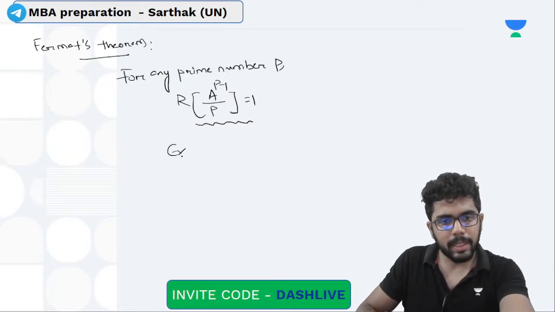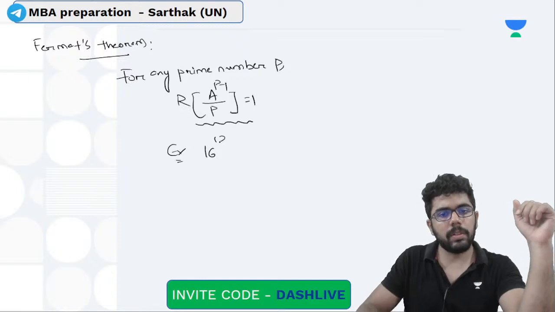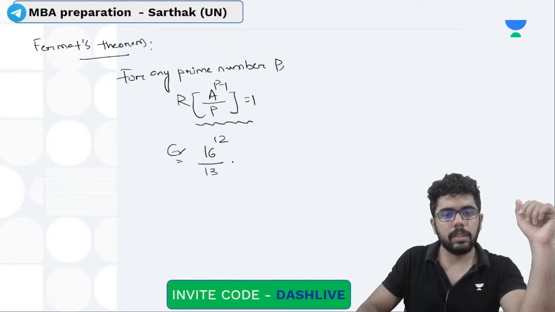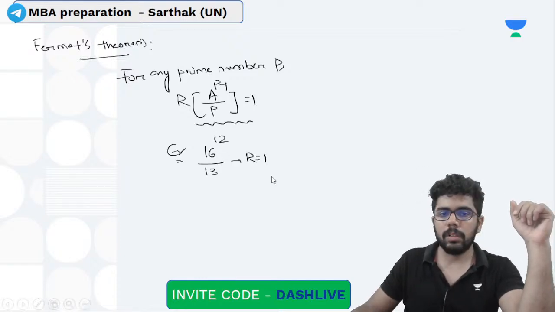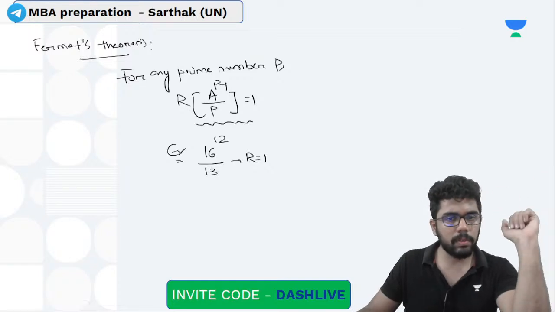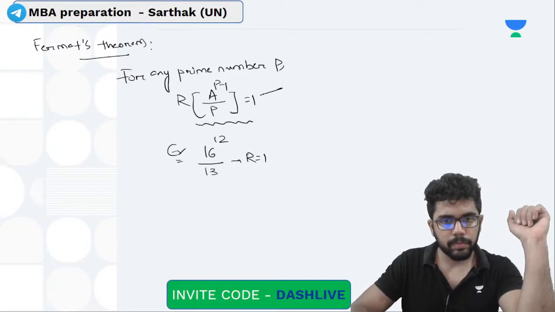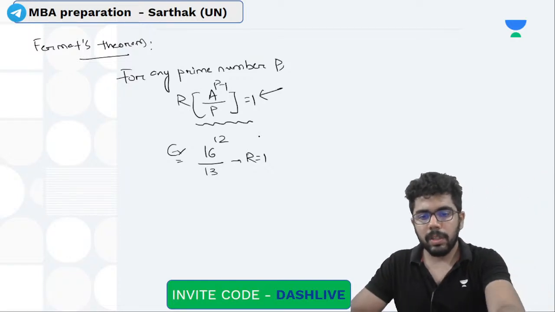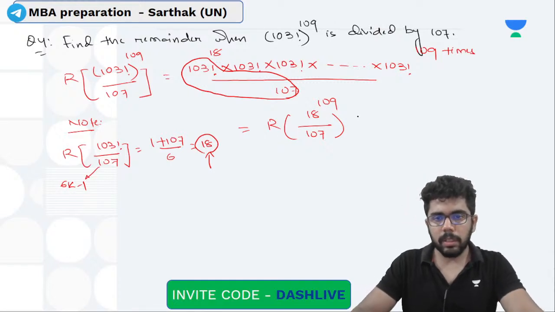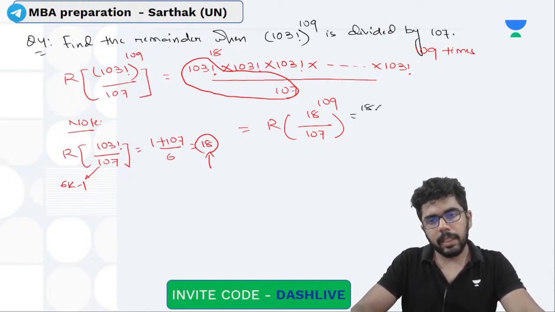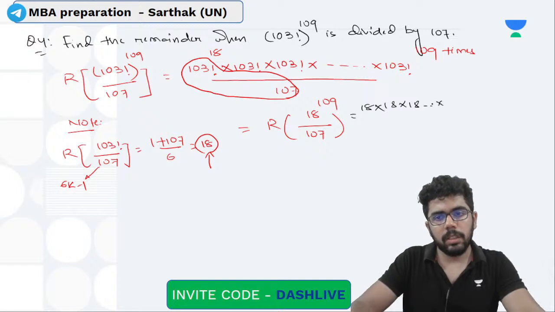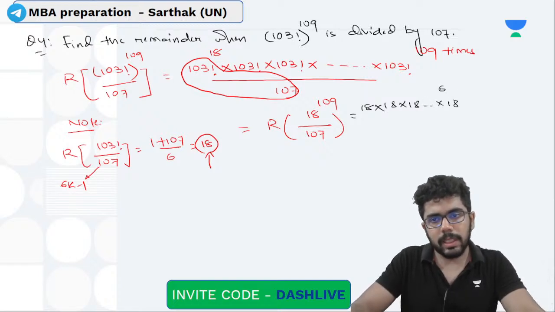So for an example, I can write 16 to the power 12 divided by 13, the remainder is 1. So what I'll do is, यहाँ पे जो 18 to the power 109 है, I'll break it as 18 to 18 to 18, 6 times. तो 108 हो गया.